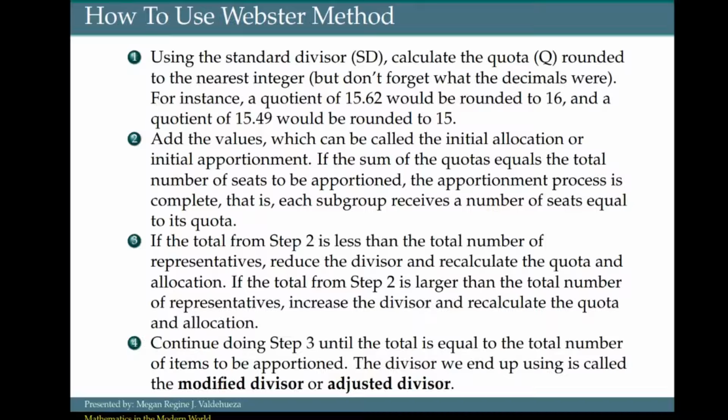So if the sum of the quotas equals the total number of seats to be apportioned, then the apportionment process is complete. But if the total is less than the total number of representatives, we reduce the divisor and recalculate the quota and allocation. And if the total is larger than the total number of representatives, we increase the divisor and recalculate the quota and allocation. We continue doing the step until the total is equal to the total number of items to be apportioned.